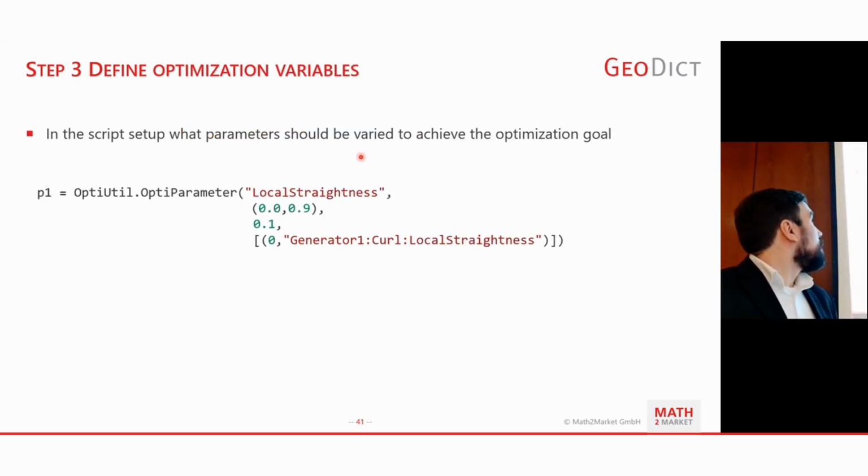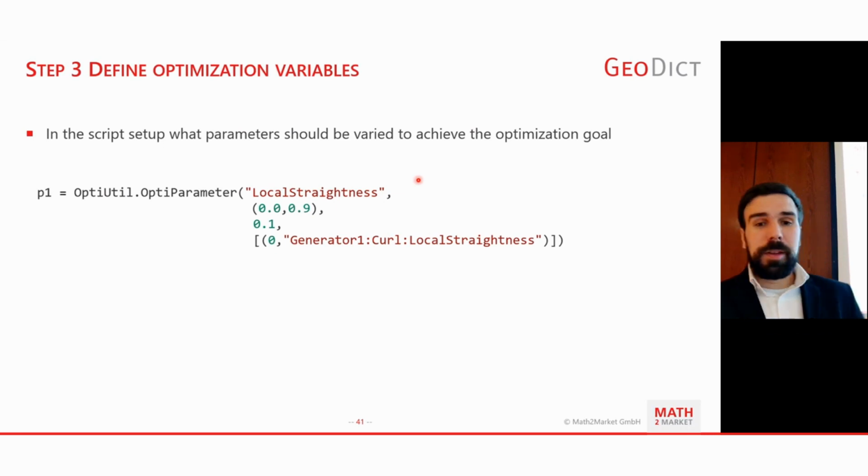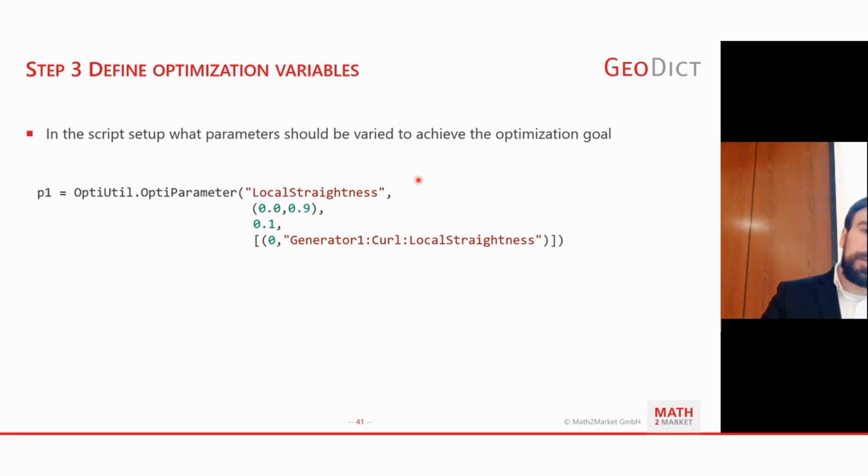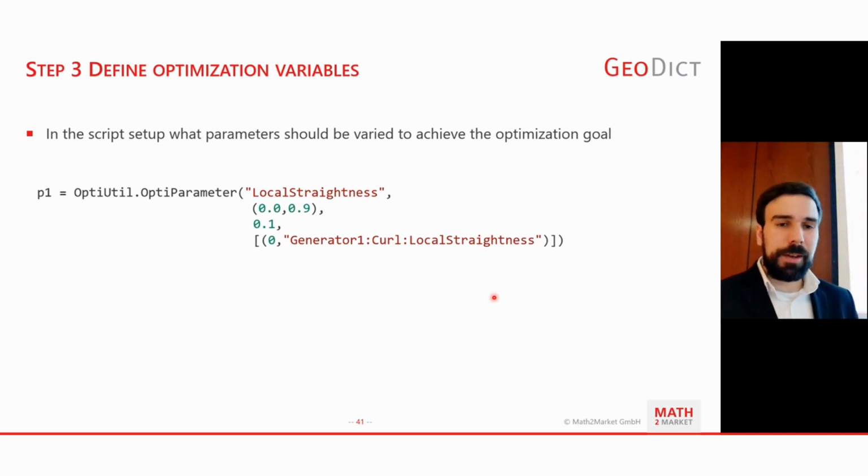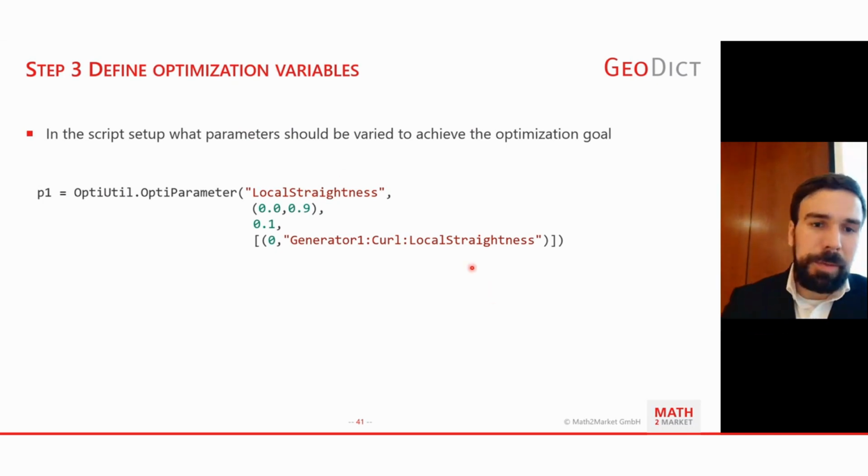Then we need to set up what parameters we want to change in our optimization. So we want to optimize to match the curvature of our curved fibers. So of course, we change a curvature-related parameter. In the real app, we have 4 parameters. Here we only have the local straightness parameter. Yeah, and it's set up this way.